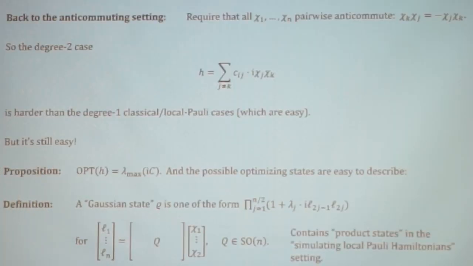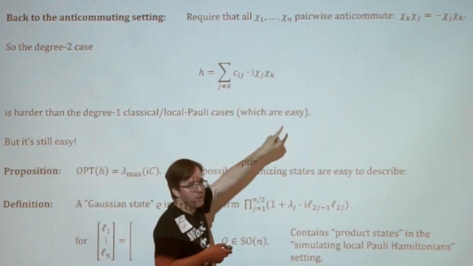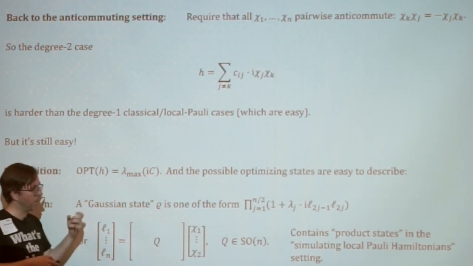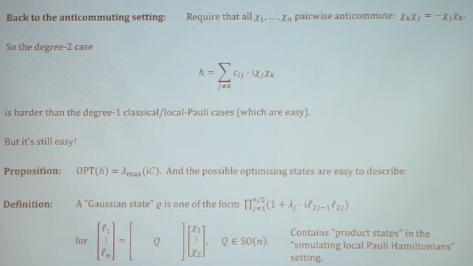And if you are playing this game of saying, oh, I'm interested in spin systems, local Pauli Hamiltonians, but I'll do this trick of encoding them with products of 2 fully anti-commuting symbols, then under this trick, the class of product states, and you're back in your basic qubit spin world, is a subset of the Gaussian states. So that's also nice. They contain product states in this sense.